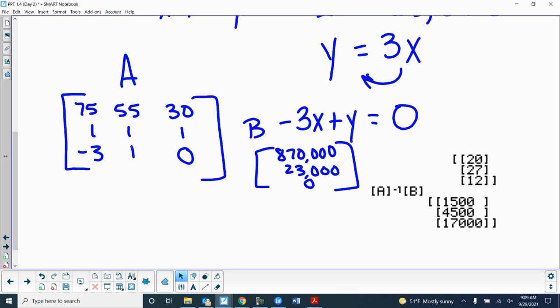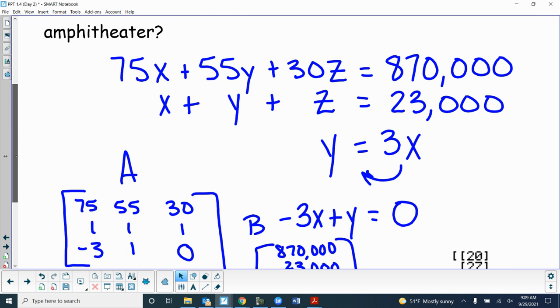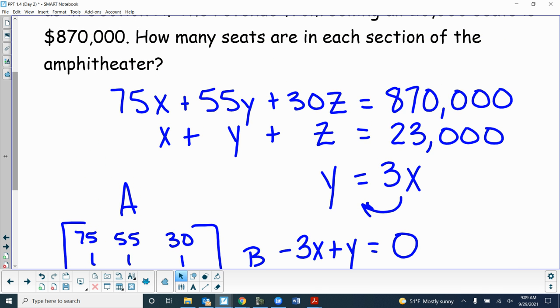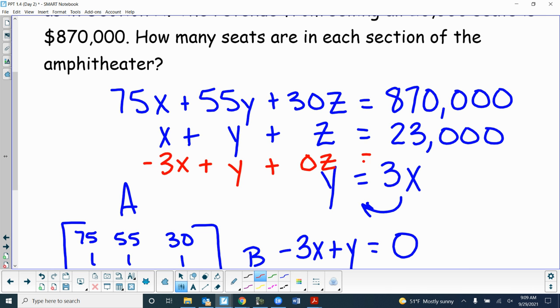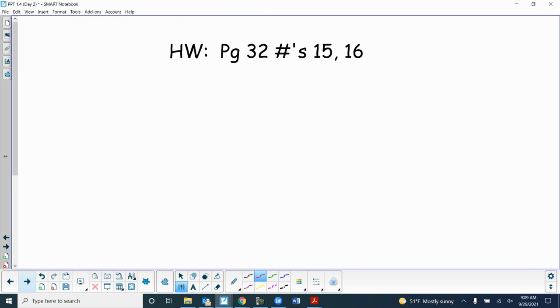All right, but you want to line everything up when you write your equations, right? So I didn't line it up, but I should have, underneath here, put the negative 3x plus y. And then if you want to put 0z, you can, but you don't have to. And then equals 0. All right, so just make sure everything's lined up when you do this. Questions? All right, you guys did a good job today.